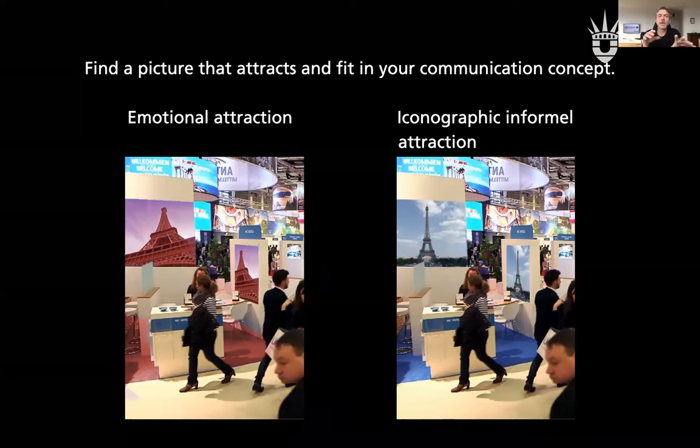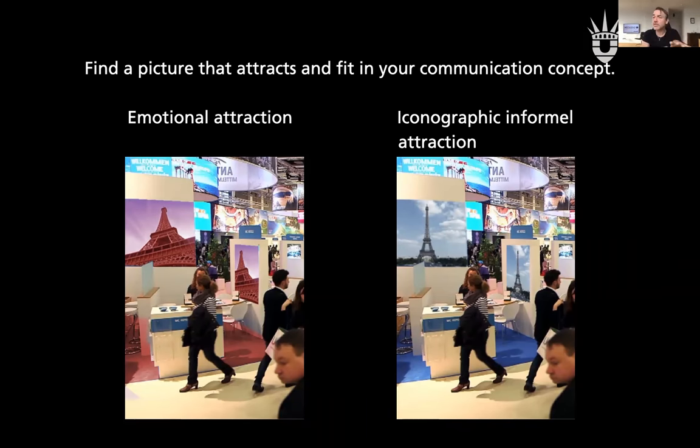That means on the left side, you get new customers, who are maybe not interested at the moment in a vacation in Paris. On the right side, you have the target group who are interested in Paris, and you catch them, because you use the icon they are interested in. And those are two completely different ways to make the communication, but you have to decide. Both is normally not possible in one communication.